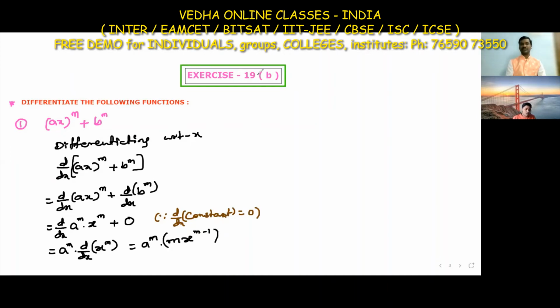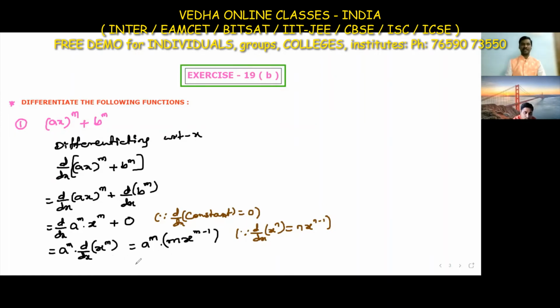So what formula did we use here? We used the formula d by dx of x^n is equal to n into x^(n-1). Let me repeat the formula once: d by dx of x^n is equal to n into x^(n-1). Very good. Once again, d by dx of x^n is equal to n into x^(n-1). Yes, this is the most important formula. We use this formula repeatedly.